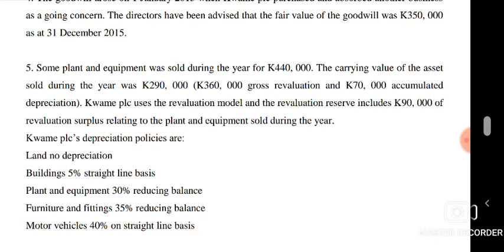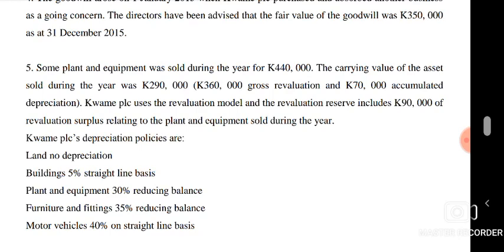And then the VIN showed us that its gross total was 360 and accumulated depreciation was 70. So someone would say we can just subtract the 70 and get the carrying amount. But this is the thing. That would be to find the carrying amount, and then you test for a profit or loss on disposal.